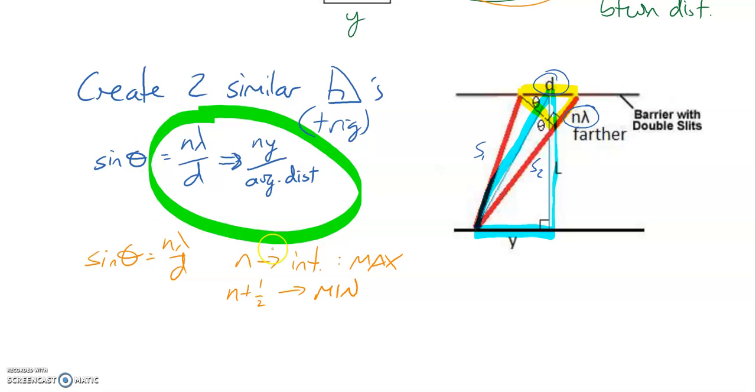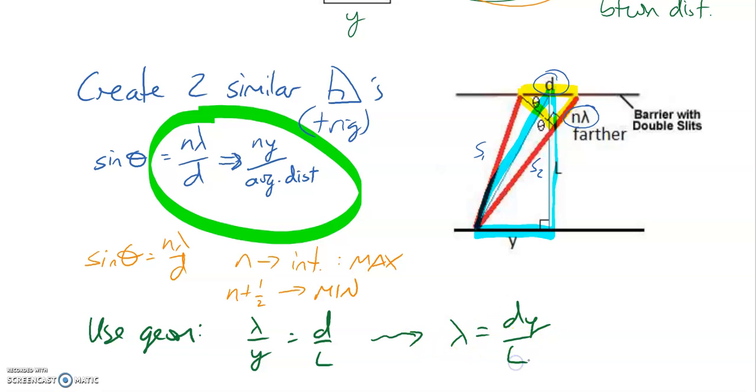Now, if we start connecting the other stuff that's highlighted in green over there, using some geometry and a bunch of stuff that we're not going to get into, you get a nice ratio where lambda over y is equal to d over L. That's just some geometry derivation that we're not going to really get into. If we rearrange this a little bit, lambda is equal to dy over L. Then you can use this to find different wavelengths, and that's exactly what they did.